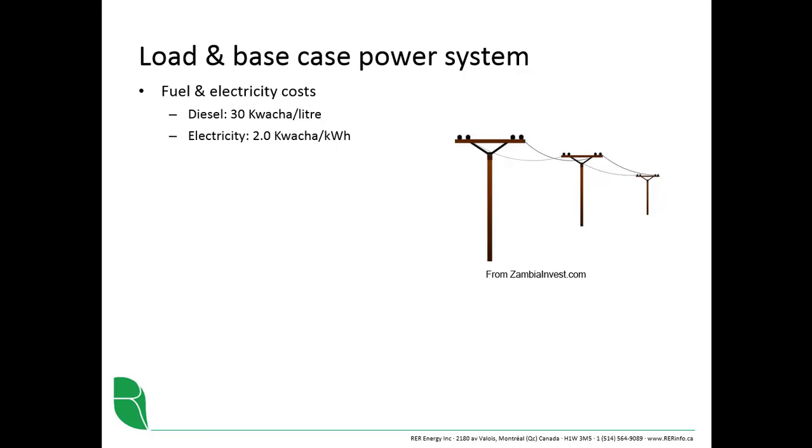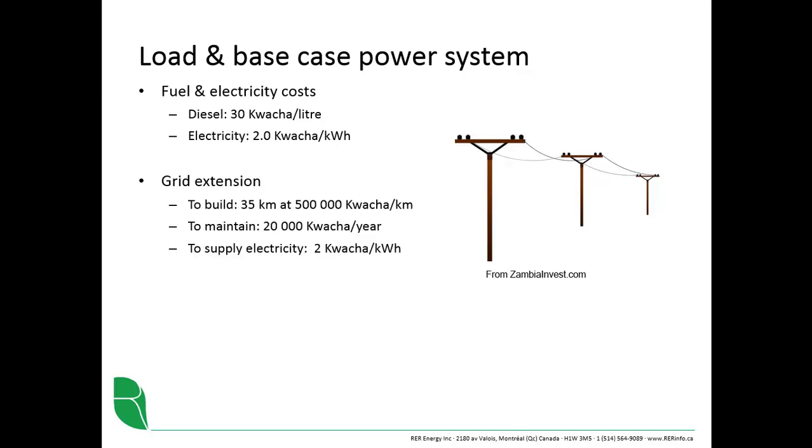So that's the cost of the utility to provide electricity. It does not include the cost of extending the grid to this village. Grid extension is going to cost about 500,000 kwacha per kilometer, and the village is about 35 kilometers from a point of interconnection, so it's going to be an expensive project to do grid extension. You may be surprised how expensive this is.